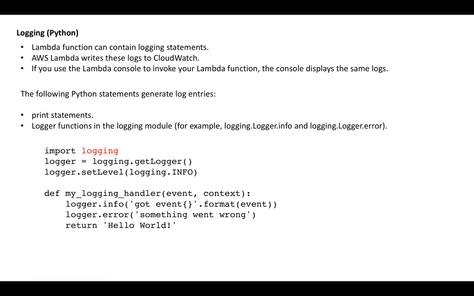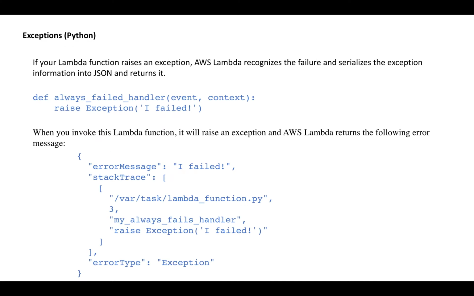It's a best practice. When you write a big code, log every step you want, for future reference. And exceptions, in case of any failures, how to handle the exceptions. That is also sample code. I'm going to pass this. You can refer to that. If your Lambda function raises an exception, Lambda recognizes the failure and serializes the exception information in JSON format, like the example below. You can write your own custom exceptions. That's the idea behind it.